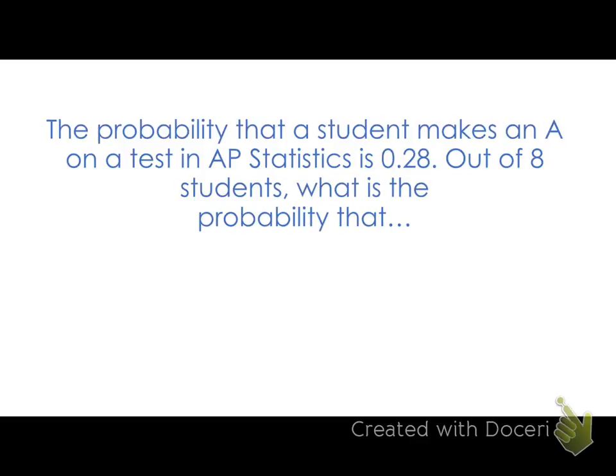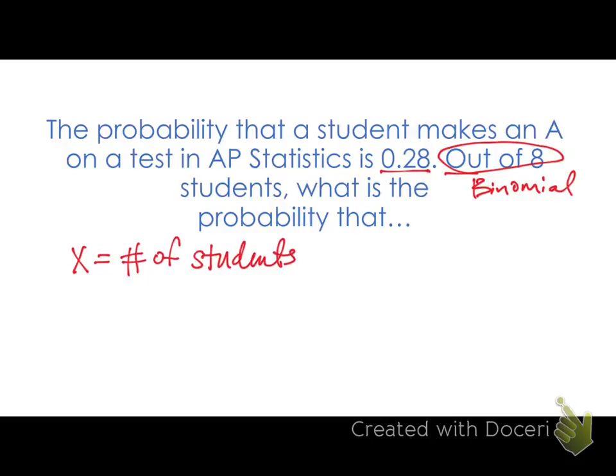So we're going to do an example together. This one says the probability that a student makes an A on a test in AP Statistics is 28% or 0.28. Out of 8 students, so this is what tells me that it is binomial. What is the probability that? So we're going to define our x. X is going to be your success. So this would be number of students that make an A on the AP Stats test.